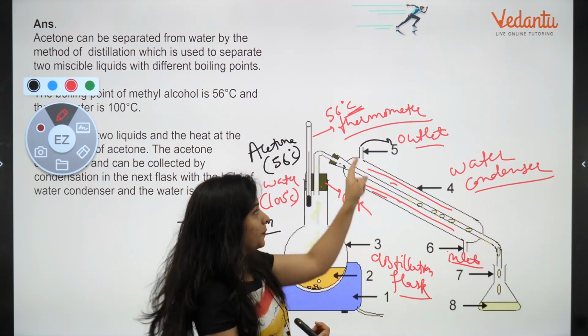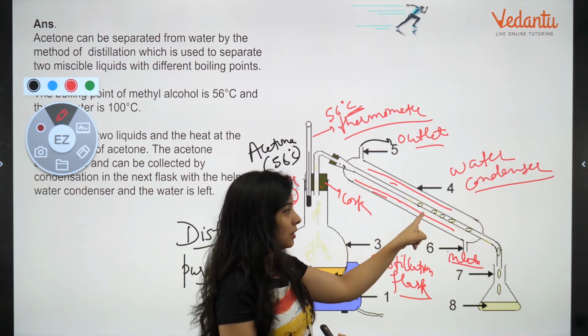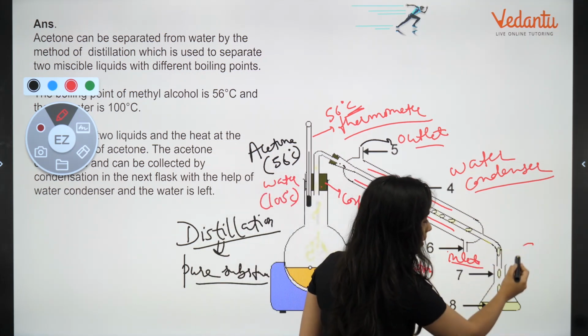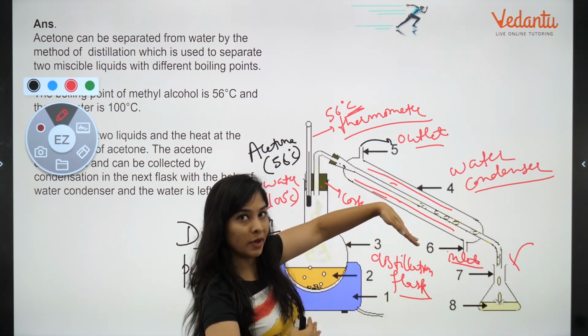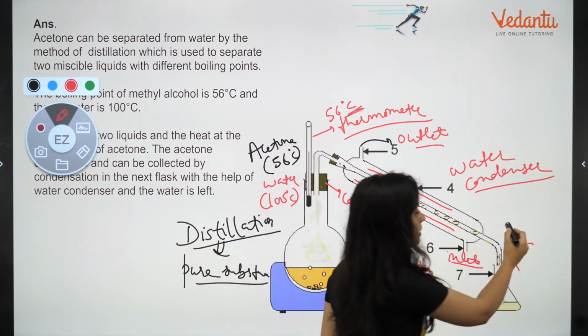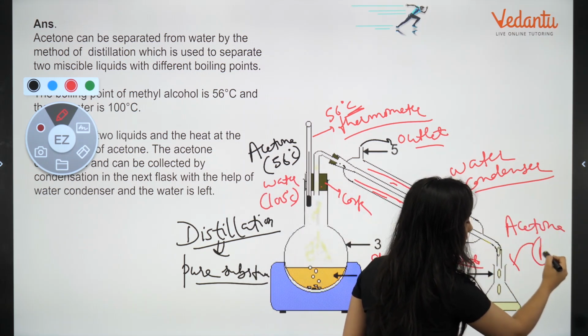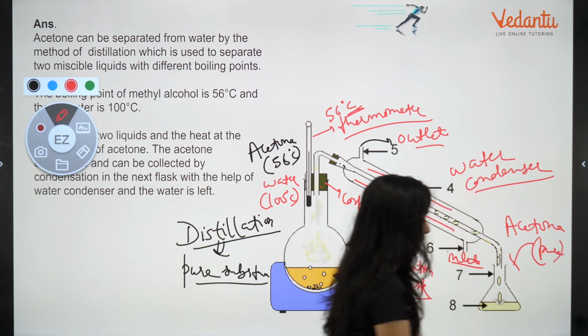So that's the reason. पानी आया, पानी गया, acetone को condense किया, convert into liquid, and here we are getting it downward. It should be downward, otherwise liquid won't come easily. So here you are taking acetone in pure form. Pure acetone is going to be stored here.